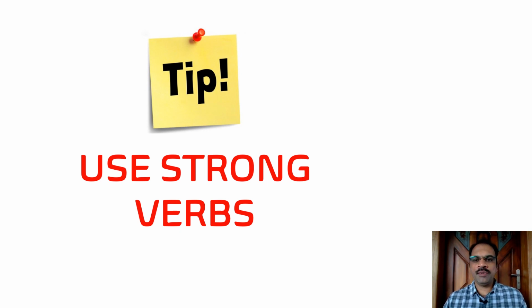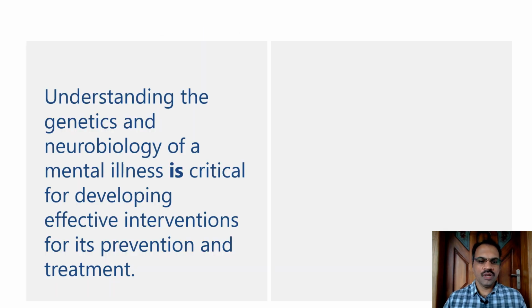One of the most common issues with scientific writing is that many authors use as the main verb of their sentence various forms of the verb be: is, are, was, were and all. And that way the sentences become less strong. Let me show you one example. Understanding the genetics and neurobiology of a mental illness is critical for developing effective interventions for its prevention and treatment.